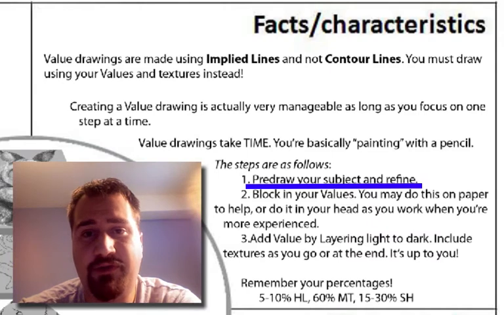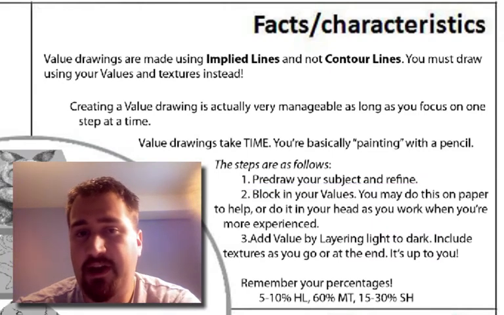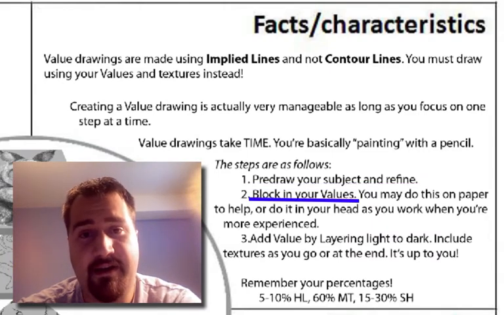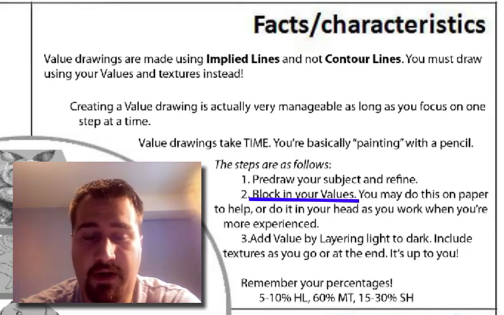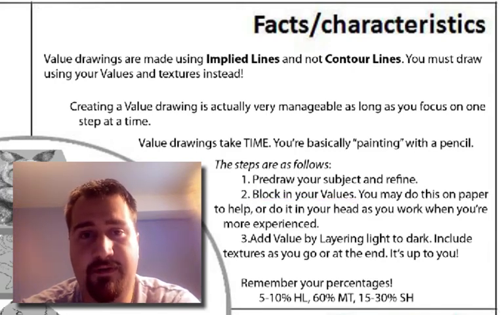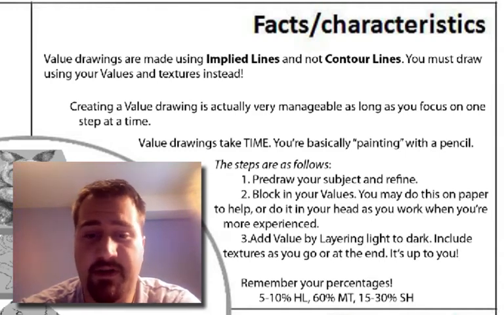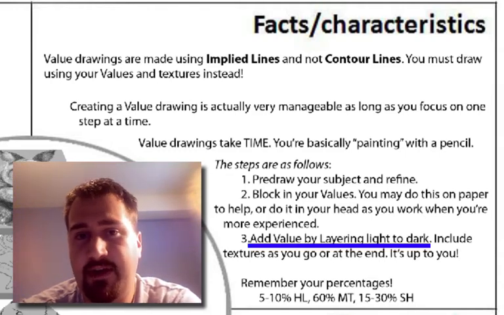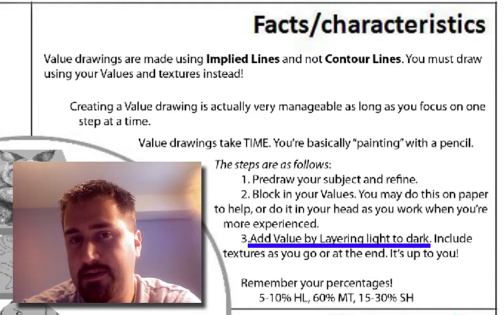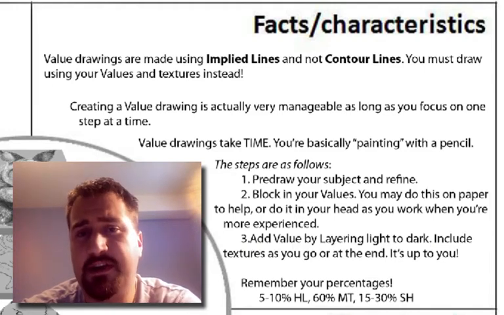You start by pre-drawing your form and refining that. You block in your values. Now, you could do this on the side, on a thumbnail sketch if you want. You could do it on the paper, on your actual drawing if you want, as long as it's light. Or you could just do it in your head once you've gotten enough experience. And then finally, you add value by layering it in, light to dark. And you can include the textures as you go, or finally at the end.